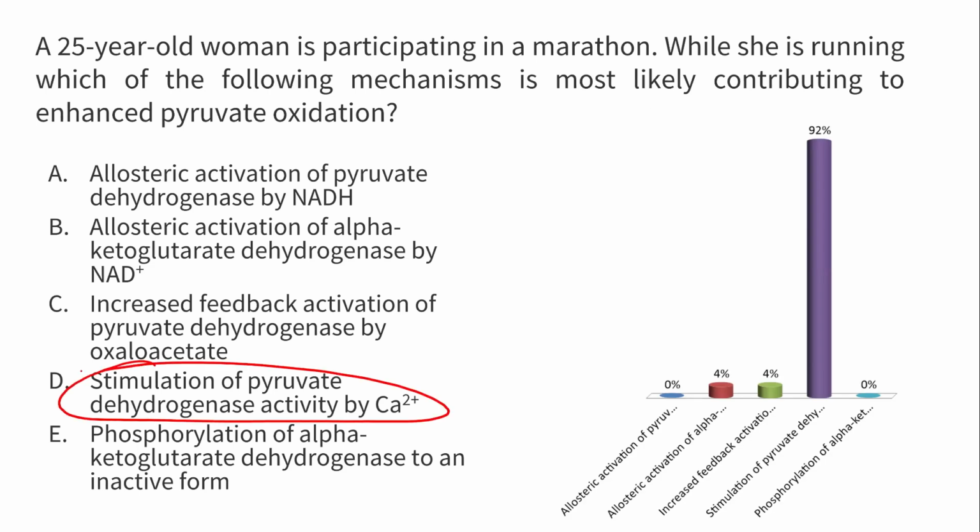Look at option A. NADH is a feedback negative effect, not activation. It is an inactivation thing, basically. Alpha-ketoglutarate dehydrogenase complex, we have not yet covered, and NAD doesn't have any effect on that. We will see it. Increased feedback activation of pyruvate dehydrogenase by oxaloacetate. Probably one of you went for this. It's not oxaloacetate which has a feedback effect. It's acetyl-CoA which has a feedback negative effect.